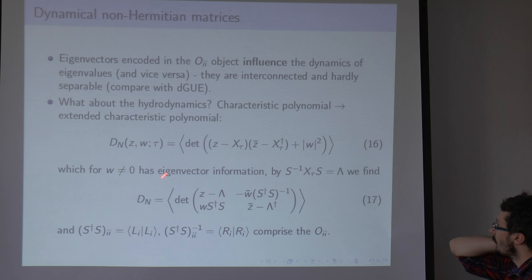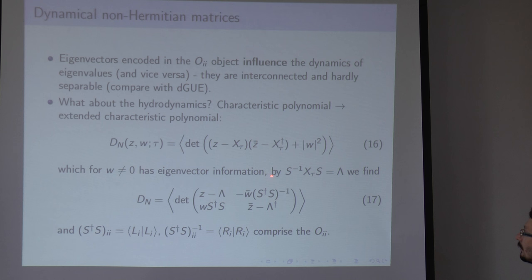So, if you look at this beast for long enough, you can say that it's an interesting object because we can basically diagonalize this matrix X and arrive at this formula, which these S, S dagger S, are exactly the left and right brackets. Okay, so if we set W to non-zero, then we have information on eigenvectors inside this object. So it's there. This is, of course, our, I would call it, I don't know, educated guess.